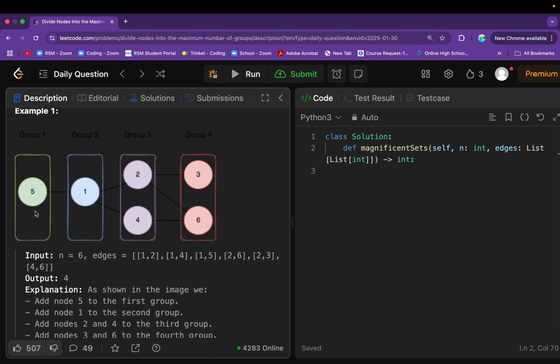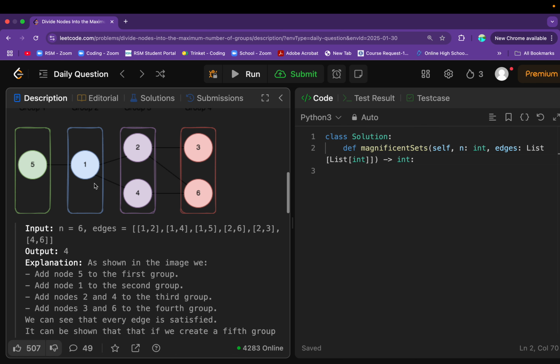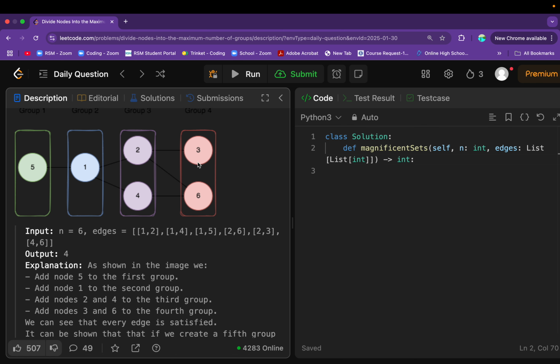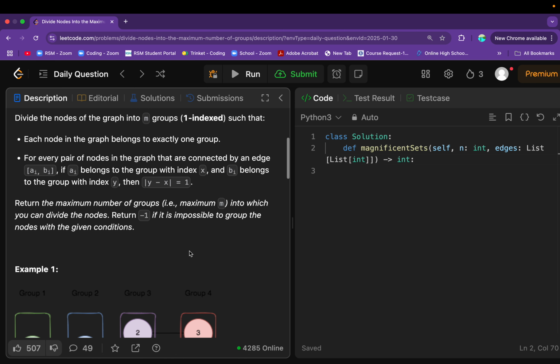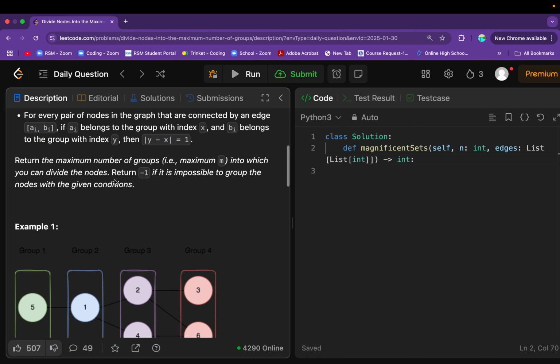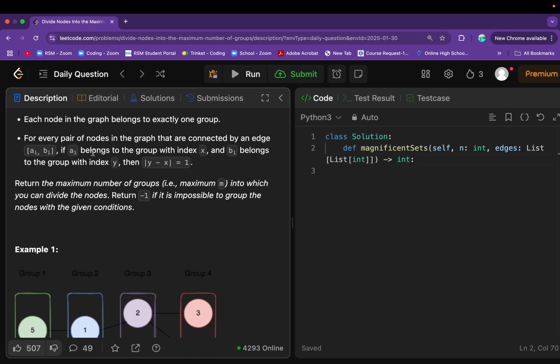As you can see, we have 4 groups that we split our nodes into. That is the maximum in our visual representation as well. And why is that? Well, we have node 5 in the first group, node 1 in the second group, nodes 2 and 4 in the third, and nodes 3 and 6 in the fourth group. Every edge is satisfied, meaning each node belongs to exactly one group, and for every pair of nodes that have an edge, meaning the pairs 1-2, 1-4, 1-5, 2-6, 2-3, and 4-6, they belong to groups that have an absolute difference of 1.